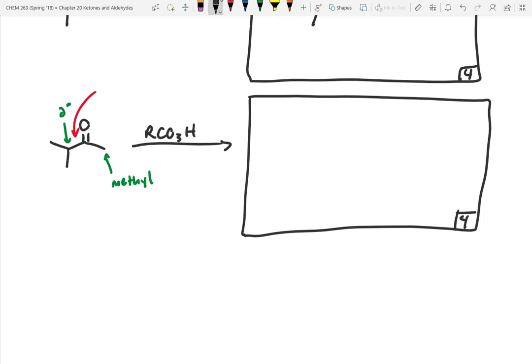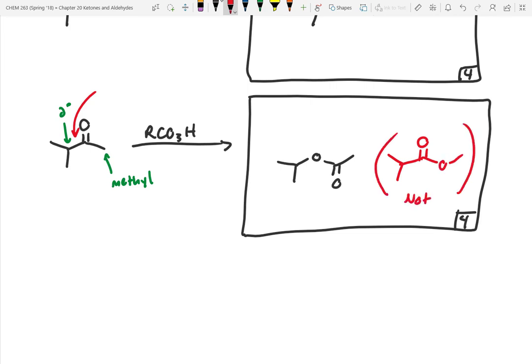Okay, so if we go ahead and we draw this, we can say, all right, it's going to insert there, give us that. We are not going to get any of the other product where it's like this. This is not seen. Does that make sense? All right, that's the last reaction for the chapter.